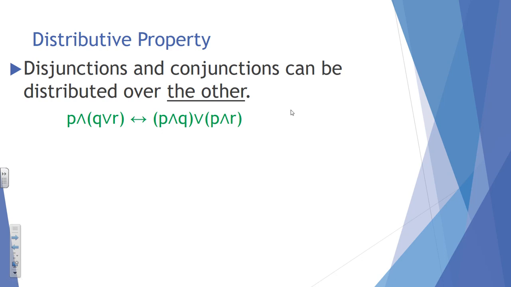In general, disjunctions and conjunctions can be distributed over a set of parentheses as long as the set of parentheses contains the other connective. So P and (Q or R) can be regrouped and distributed, and this becomes (P and Q) or (P and R).